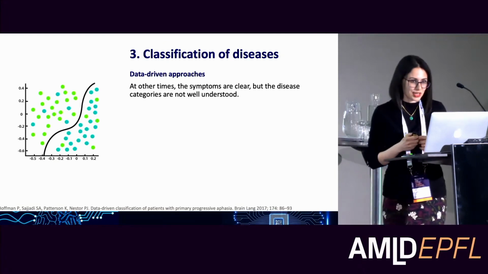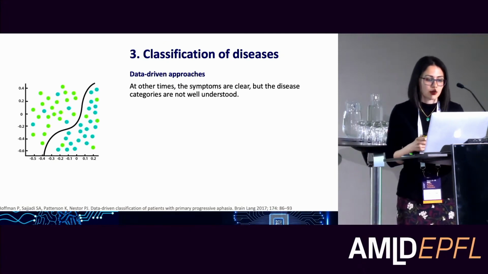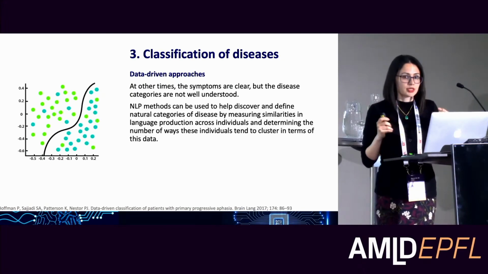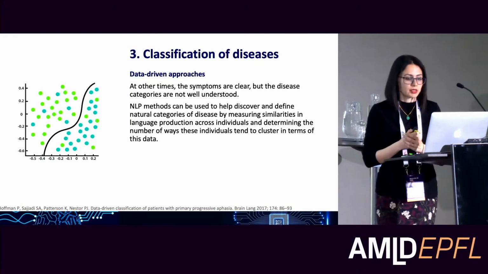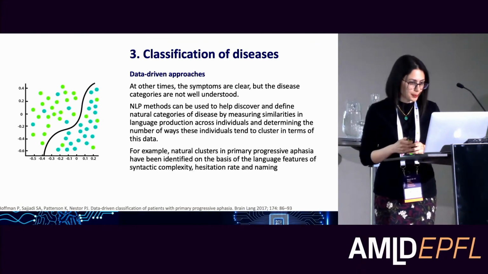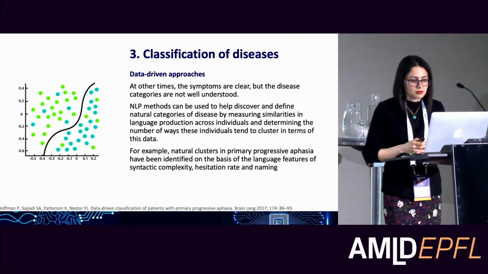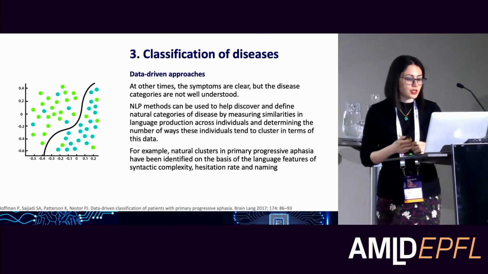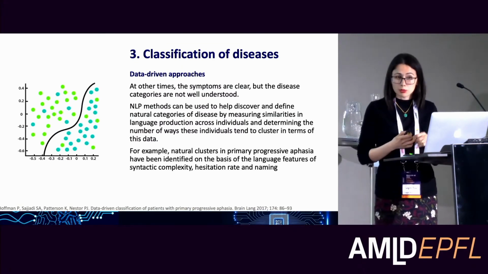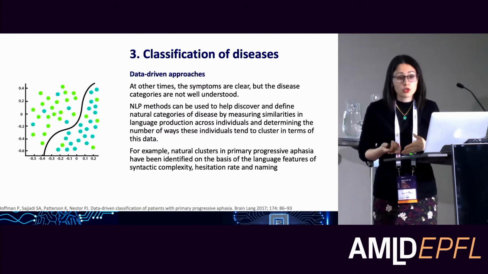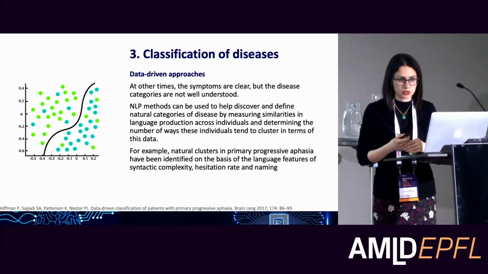Here again, natural language processing models can help us have a more objective way of classifying the diseases by just measuring the ways in which the language of participants is similar to each other. We can find the natural clusters in the language of the participants. One study in 2017 by Hoffman looked at primary progressive aphasia. This is one of the early stages of developing either Alzheimer's disease or frontotemporal dementia.